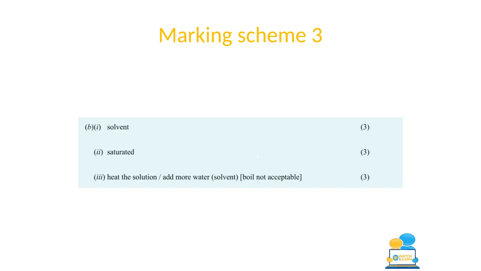And our marking scheme will show that the term used to describe water is a solvent. A solution that will dissolve no more solute at a certain temperature is known as a saturated solution. And two ways we could increase the solubility, or the amount of copper sulfate that is dissolved, would be to increase the temperature or heat the solution, and add more water.